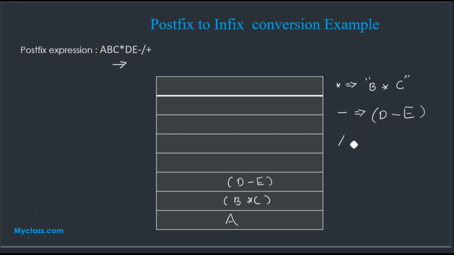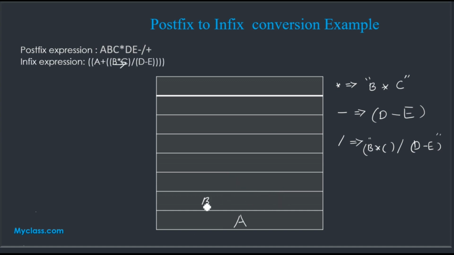Now another operator came. So we want to pop D subtraction E and also B star C and make a string like this. Okay, so now we are pushing this into our stack. We have already popped this and this. Now our stack contains B star C division D subtraction E. Okay, that is inside one more bracket.